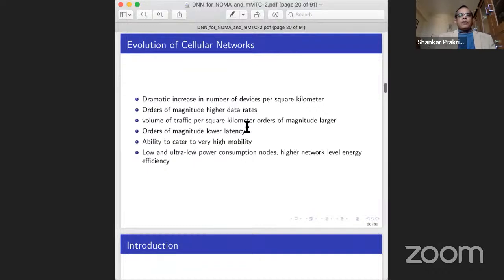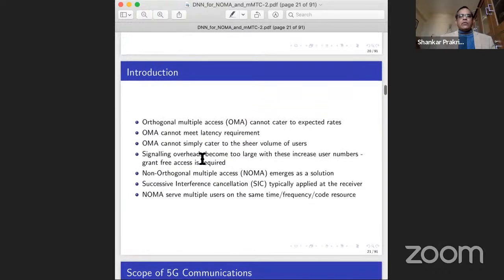And volume of traffic per square kilometer is going to be much, much larger, and orders of magnitude lower latency. This summarizes the previous slides. And ultra low power consumption at network level and also at the node level, because you're looking at nodes which are machine type devices, you're expecting them to have extraordinarily long battery lives. So you're expecting very high levels of node level energy efficiencies.